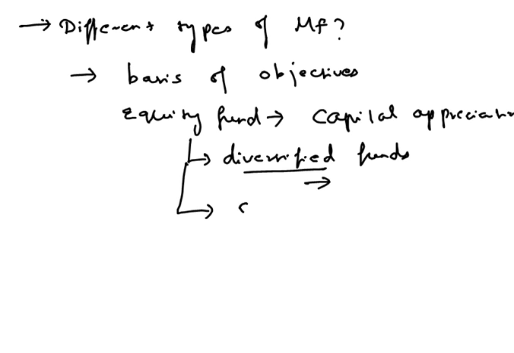And second, I would say, is the sector funds. Simply put, it's not diversified across different sectors, but here it is only one sector. It may be the FMCG sector, or the capital goods sector, or the bank sector or IT sector. Only one sector will be where the funds are invested. So these funds are targeted at investors who are bullish or fancy the prospects of a particular sector.